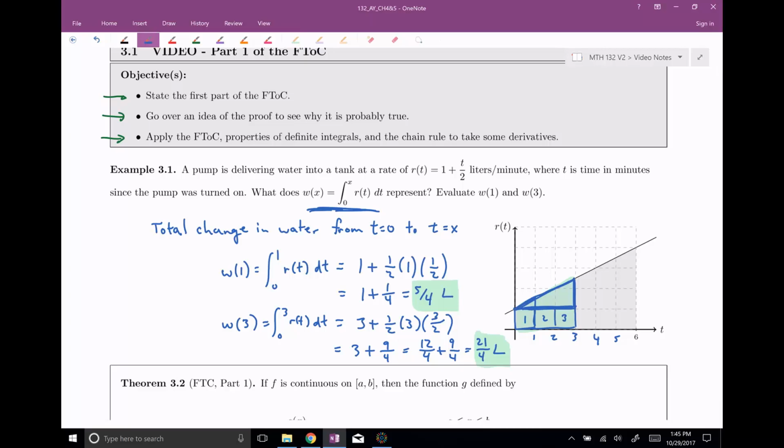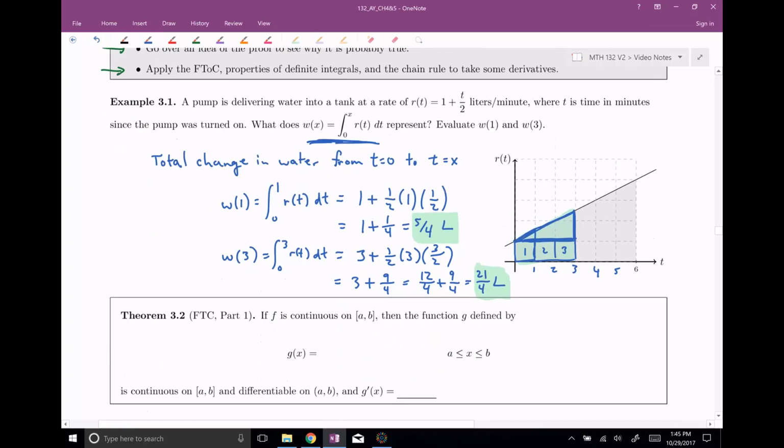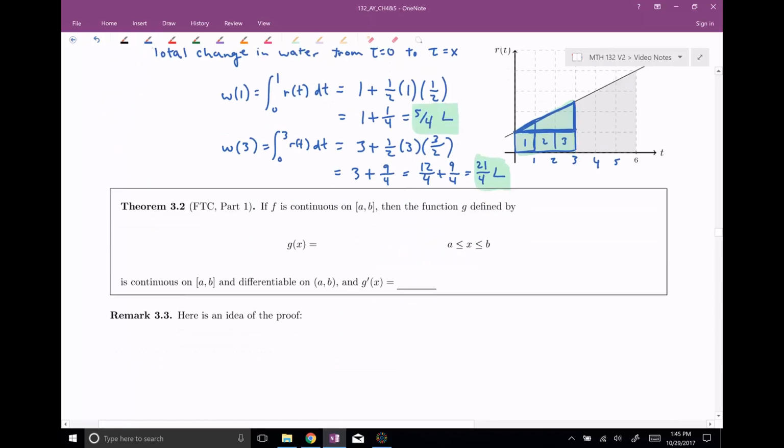All right, so now we have a little bit of practice dealing with a function that has an integral in it, right? So kind of one of these endpoints is a variable. So now I want to tell you about its derivative, and that's really what the fundamental theorem of calculus part 1 has to deal with. So, okay, fundamental theorem of calculus part 1.